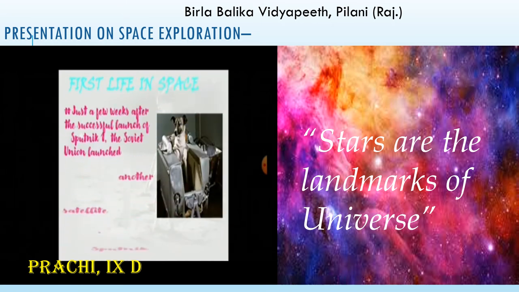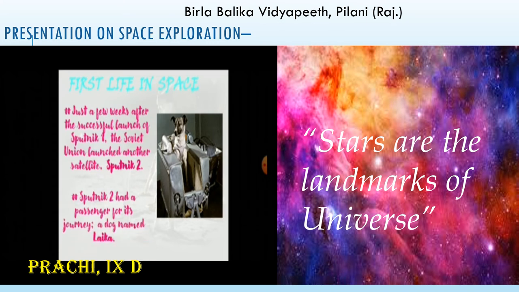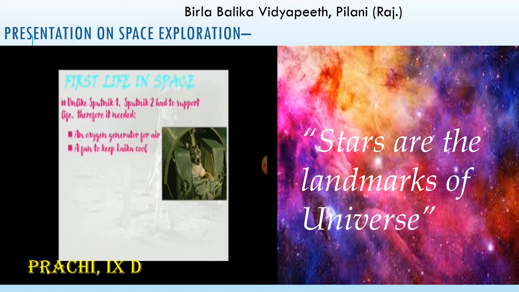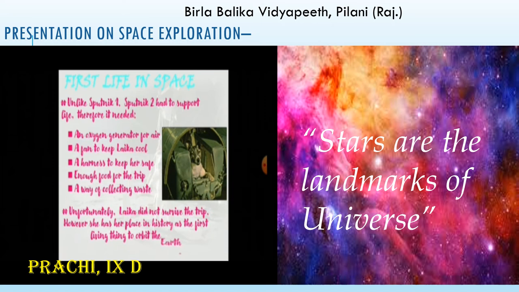First life in space. Just a few weeks after the successful launch of Sputnik 1, the Soviet Union launched another satellite, Sputnik 2. Sputnik 2 had a passenger for its journey, a dog named Laika. Unlike Sputnik 1, Sputnik 2 had to support life, therefore it needed an oxygen generator for air, a fan to keep Laika cool, a harness to keep her safe, enough food for the journey, and a way of collecting waste. Unfortunately, Laika did not survive the trip. However, she has her place in history as the first living thing to orbit the Earth.